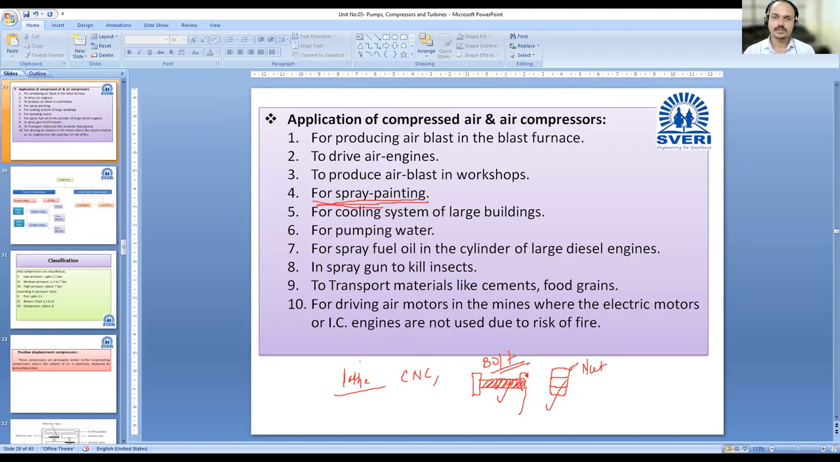Have you seen that? So it is an application of compressed air. Okay, then where are the applications? So you find applications on the internet, you will get a lot of applications of that compressed air.